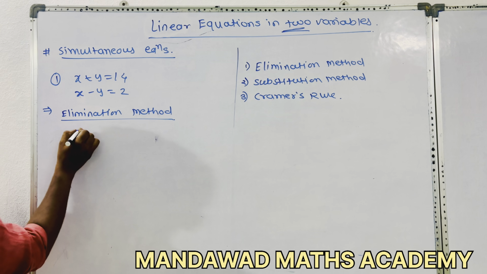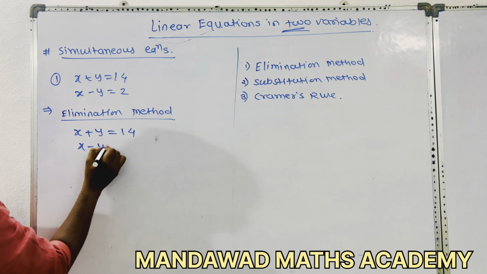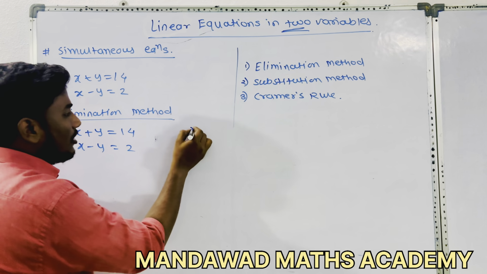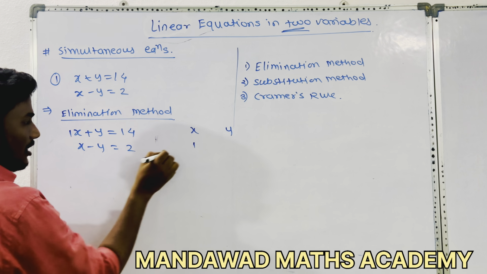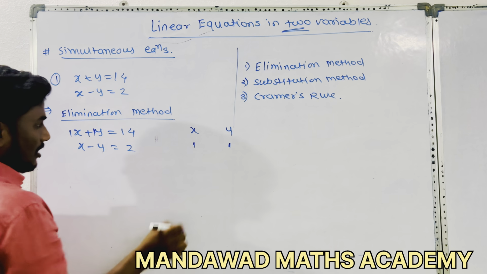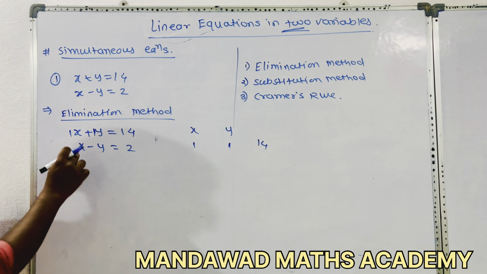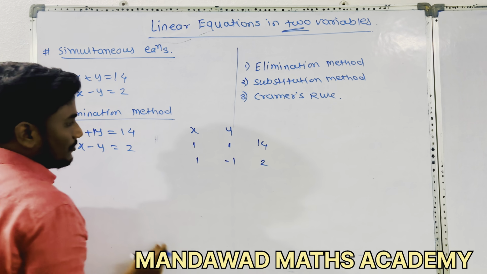First, you can write these two equations: x plus y equal to 14, x minus y equal to 2. So first, we make the coefficients of x and y the same. What is the coefficient of x in the first equation? 1, and y is 1. This is the constant 14. Okay. Next, the coefficient of x in the second equation is 1, here minus 1, here 2.